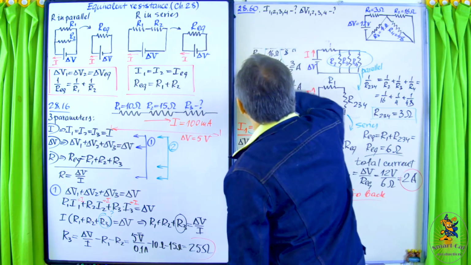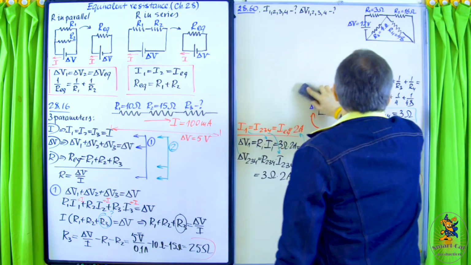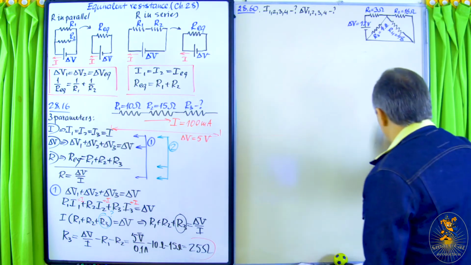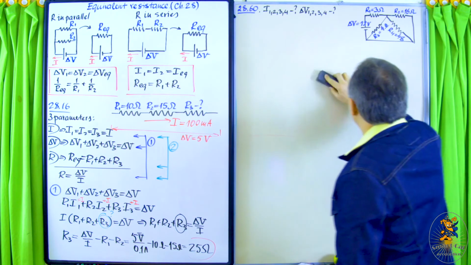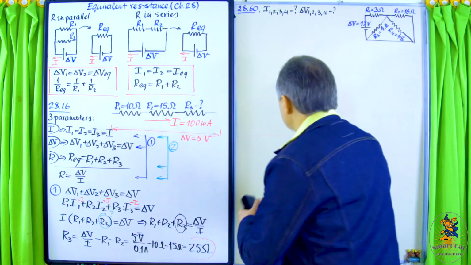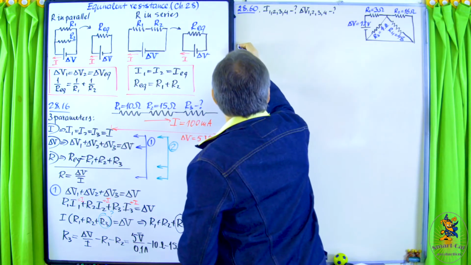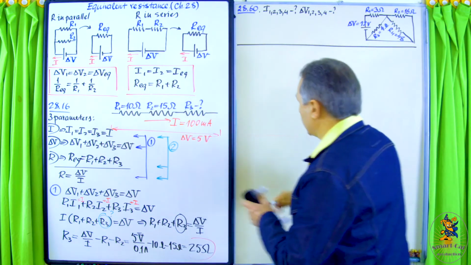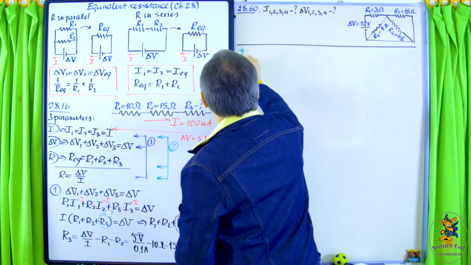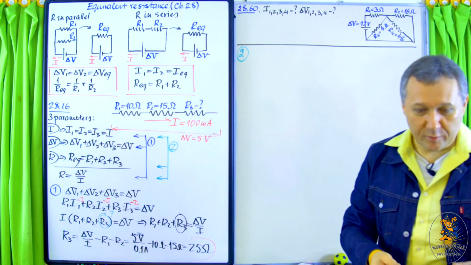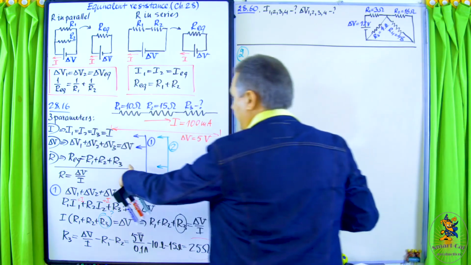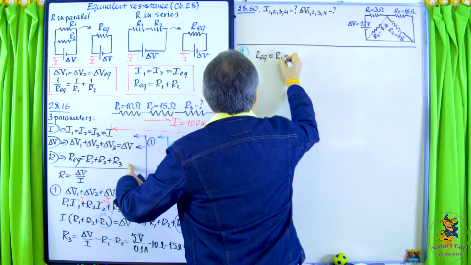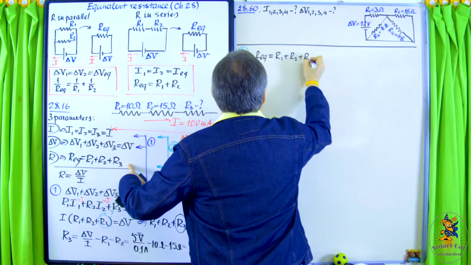Okay, now I need to erase this, and now method number 2, which is based on R equivalent. I don't want to erase that, so let me just separate with a long line. So now method number 2. As I said, it's based on R equivalent. So let me rewrite this formula: R equivalent equals R1 plus R2 plus R3.